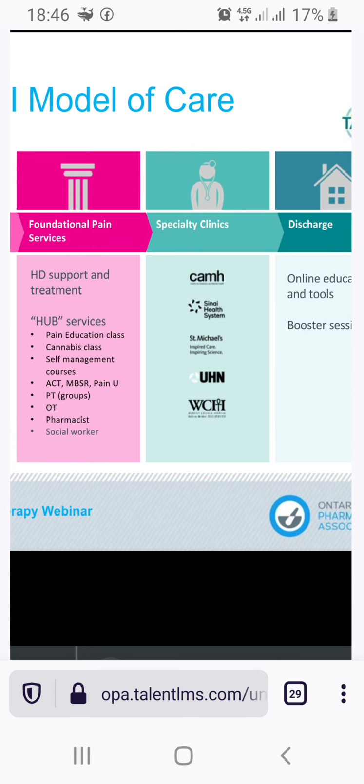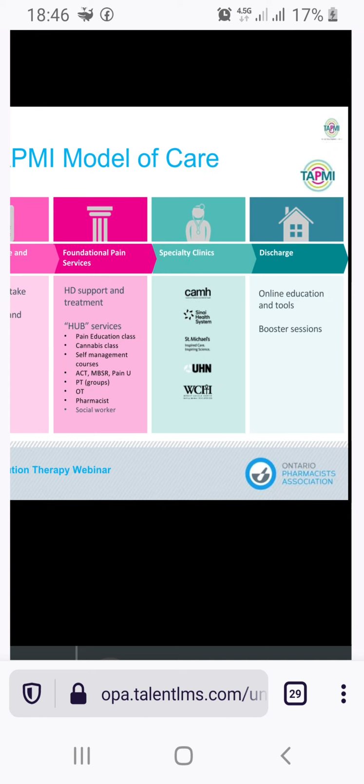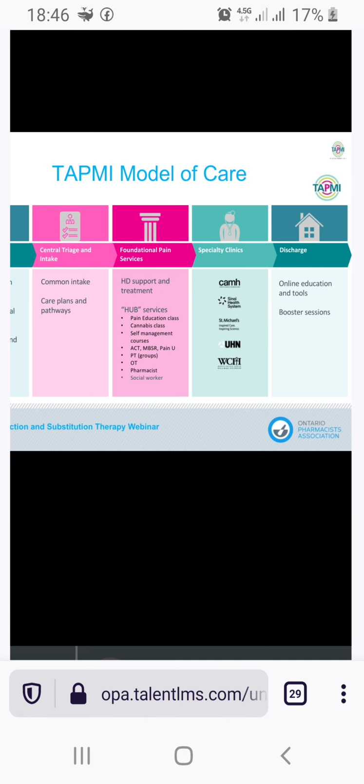delivery that we offer to primary care providers that have very challenging patients, and whereby there's no programs within the TAPMI program that patients can benefit from. So it would be myself and a pain physician would actually go out mobilely to the family doctor to work in a shared care model with their patient for one-time consults to provide some of that pain management strategy and support. Then you have central triage and intake.